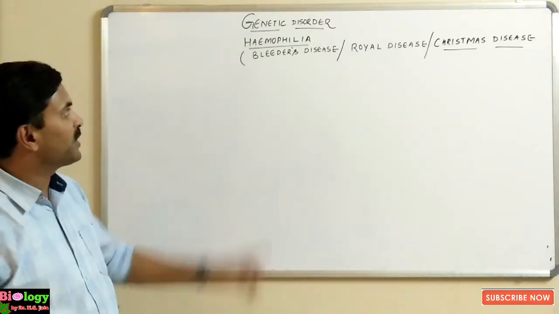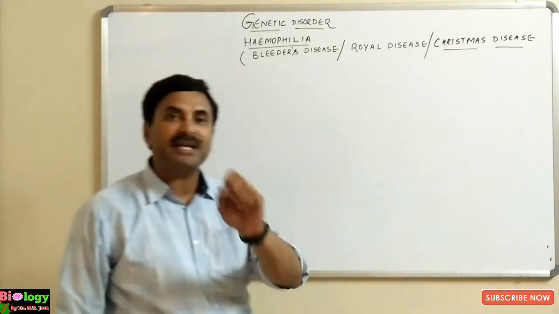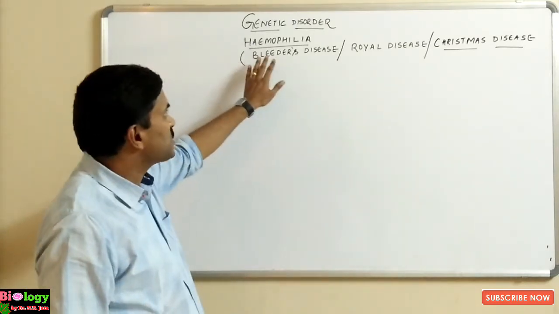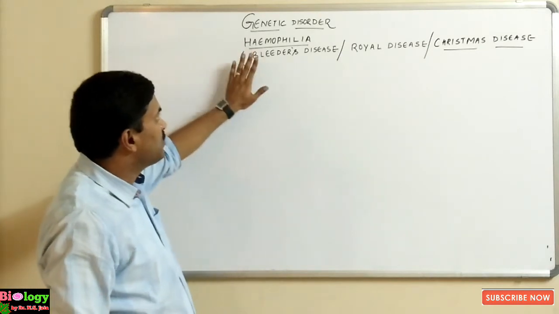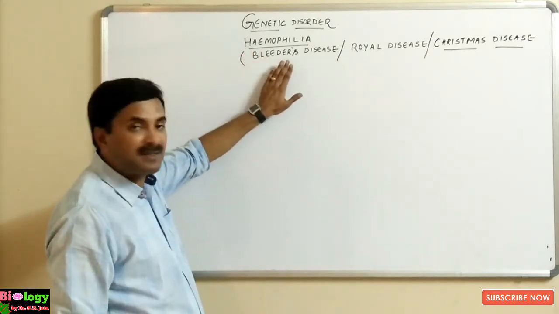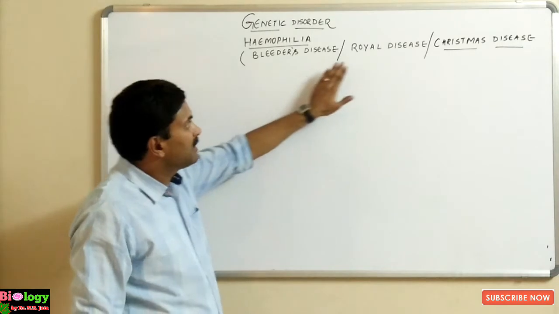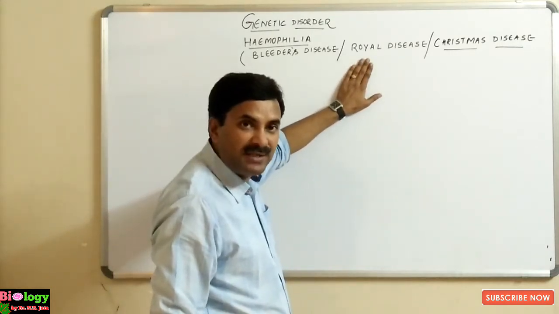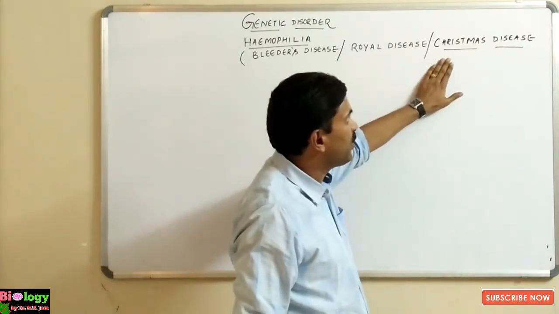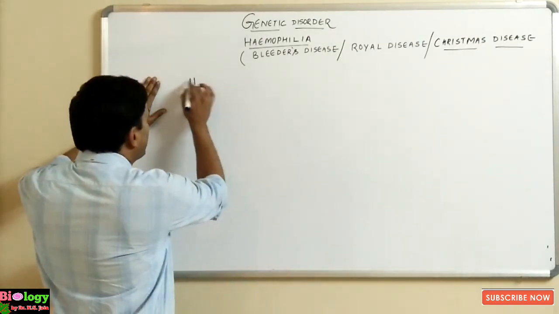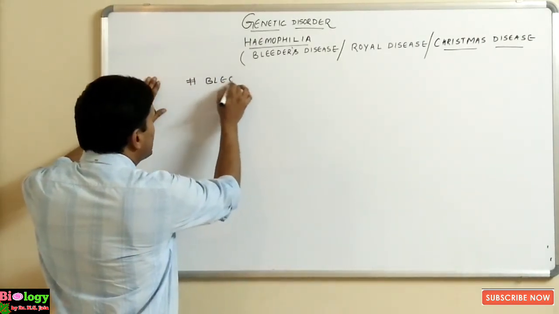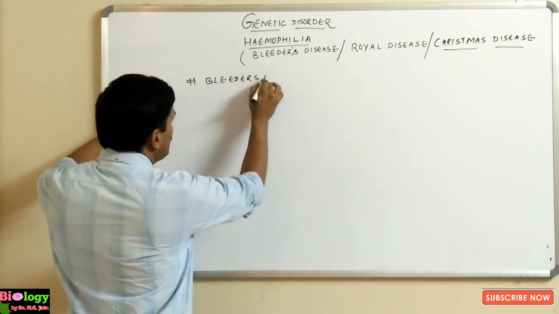Welcome students. Today we are going to study about a genetic disorder, and that genetic disorder is known as hemophilia. Basically, hemophilia is also called bleeder's disease. Sometimes it is also called royal disease, and it is also called the Christmas disease. First of all, we must know why it is called bleeder's disease.